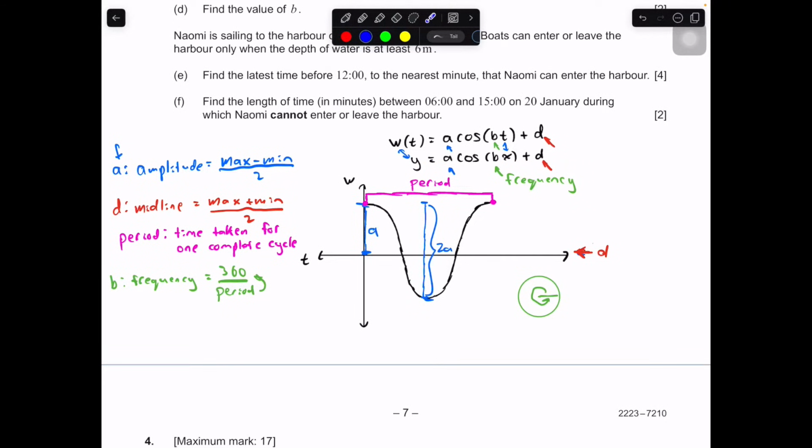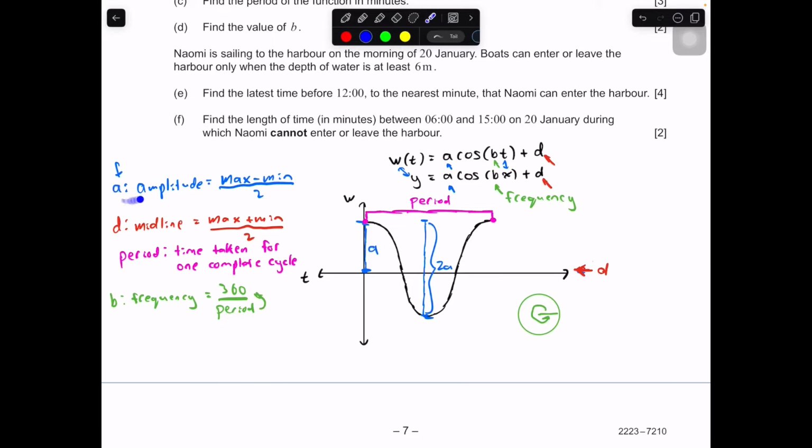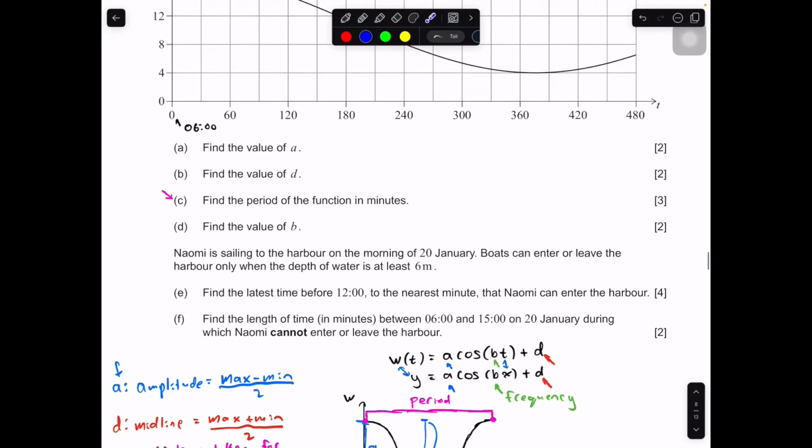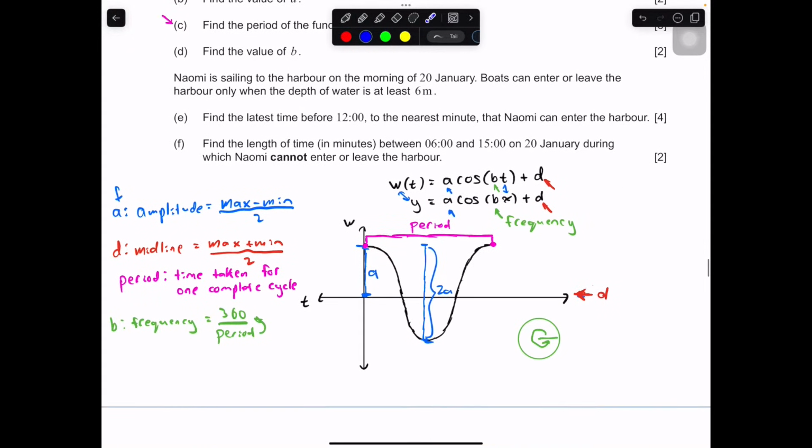So you can reverse the process, find D, and then say, okay, if this is the midline, how much do we need to go up by or down by to get to our max from the midline, or to the min from the midline? That would also be another way to find the value of A, or the amplitude. Here they structure it a little differently, but if you can find D, then it's often easy to find A as well. Period is the time taken for one complete cycle.